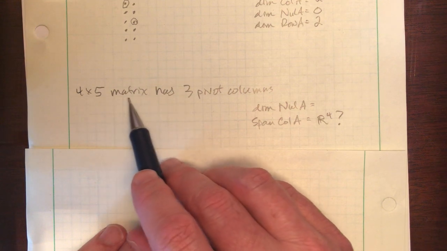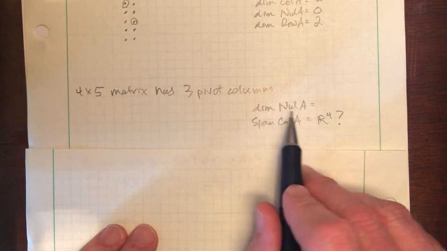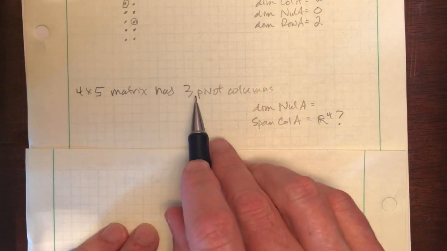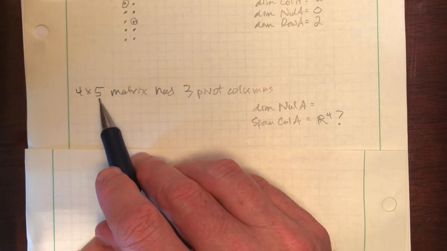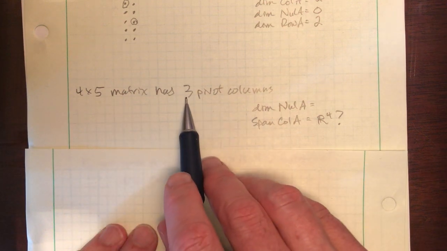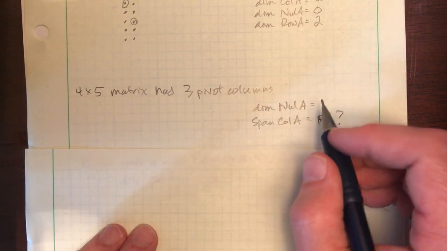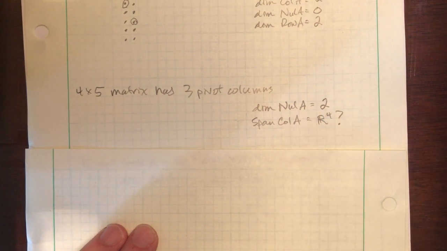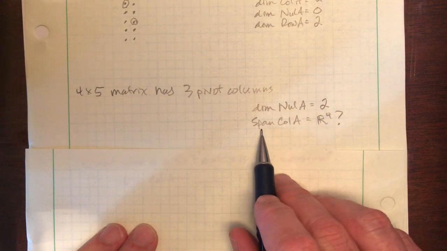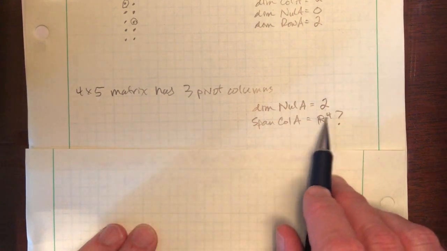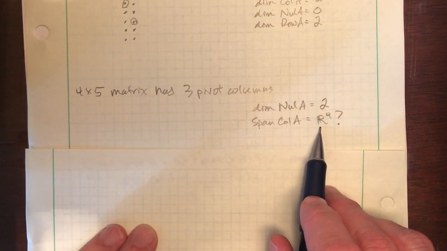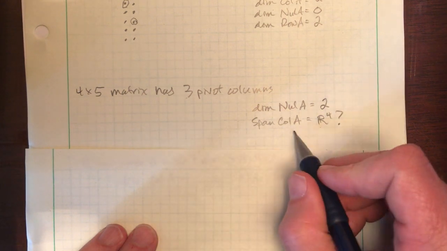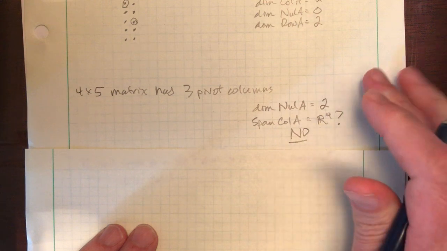If you're told a 4 by 5 matrix has 3 pivot columns, what can you tell me about the dimension of the null space? Well, if it has 3 pivots and there were 5 columns to start with, that leaves the last 2 not having pivots, and there's the dimension of your null space. Would my columns in a 4 by 5 span all of R4? Not with 3 pivots. I would have to have 4 pivots for that to be pulled off. Answer, no.